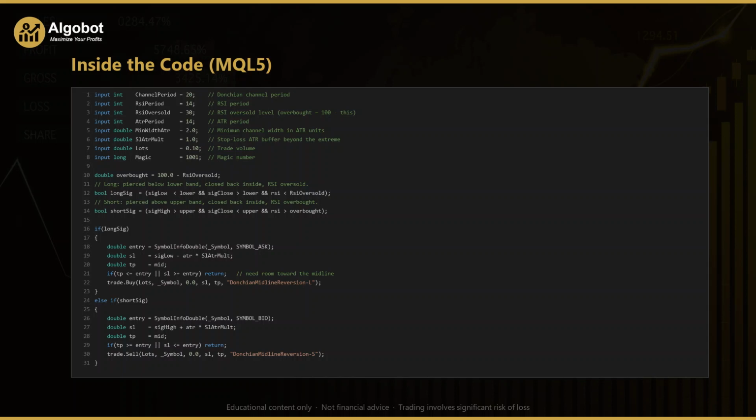When the long condition is met, the code reads the ask price as the entry, sets the stop just below the signal bar's low minus the ATR buffer, and sets the take profit to the channel midline. It then checks there's room toward that target before calling trade.buy. The short side does the same in reverse. It uses the bid price, places the stop just above the signal bar's high plus the ATR buffer, targets the midline, and calls trade.sell. Same structure, both directions, defined risk on every order.